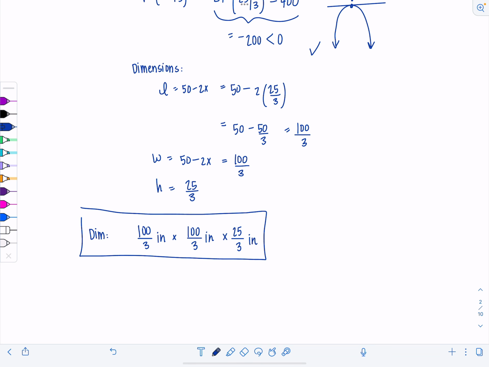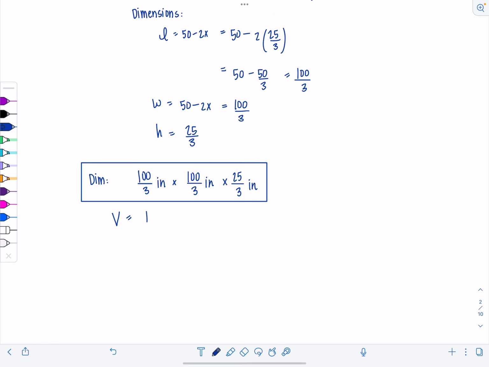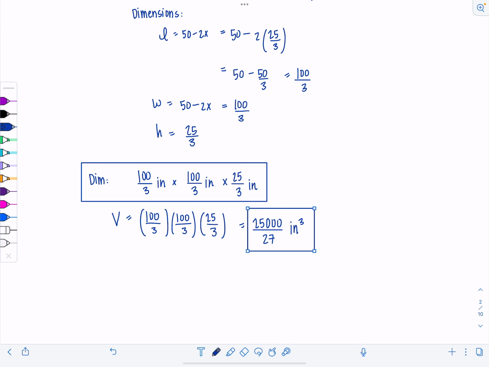And then they did also ask for the max volume. So you would just multiply all of these together. So the max volume would be 100 over 3 times 100 over 3 times 25 over 3. So that's 25,000 over 27. Don't forget your inches cubed, right? If it's volume, then the units have to be cubed. Okay, I'm not going to write it as a decimal. My students don't have calculators when they take exams, so if you do, just punch it in and you can round it to 1 decimal place, but I don't usually mess with that.